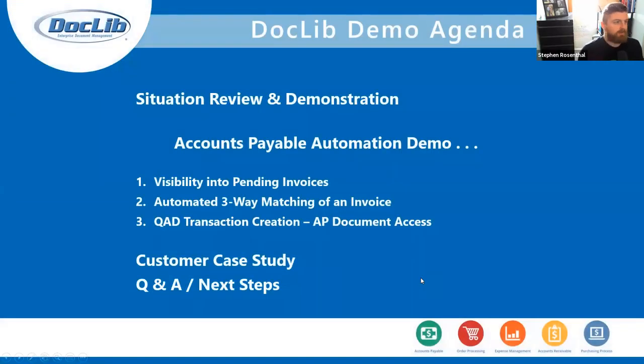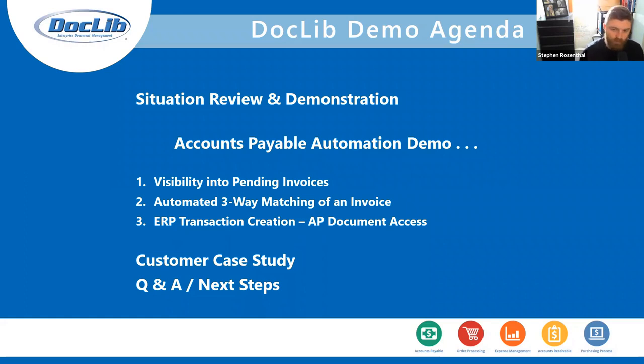So today I'm going to go through a quick demo of three of the top things that we look to do within DocLib for our customers, and the reasons why a customer looks at utilizing DocLib for accounts payable automation. So those three reasons: visibility into pending invoices is a top priority for our customers and potential companies looking at our solution to utilize it for accounts payable automation.